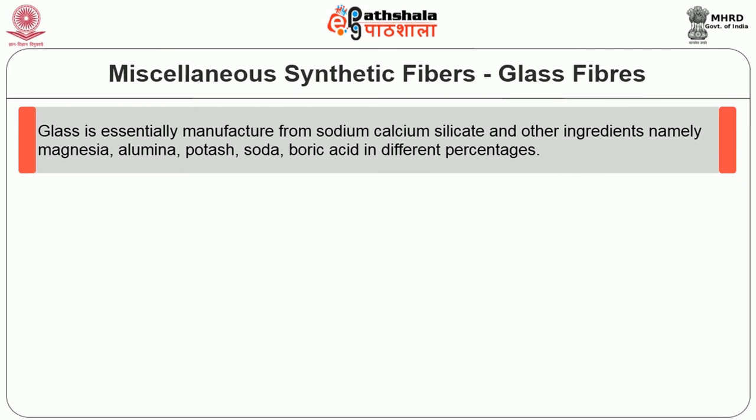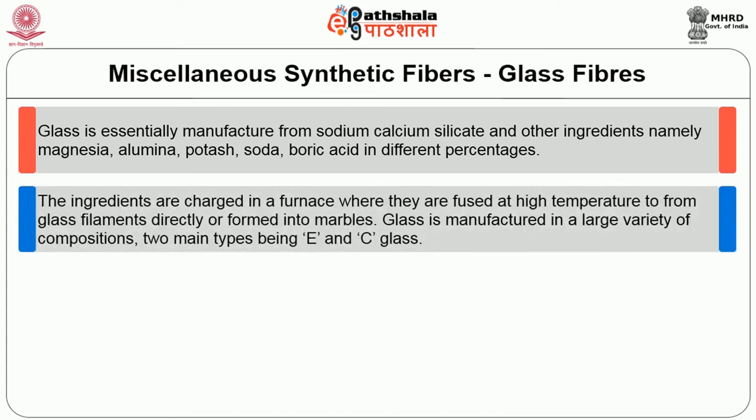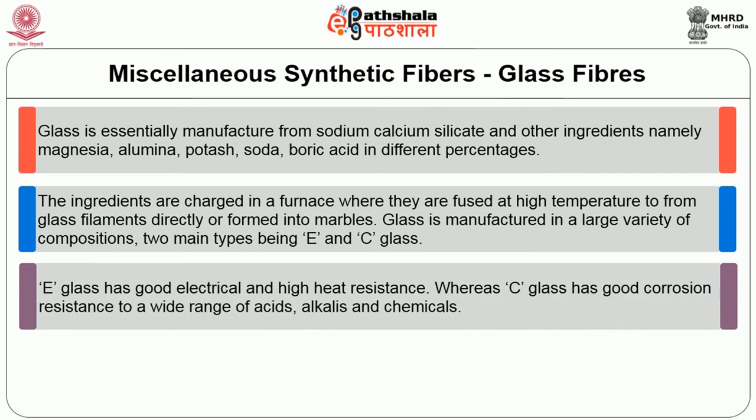Glass is essentially manufactured from sodium, calcium, silicate and other ingredients, namely magnesium, alumina, potash, soda, boric acid in different percentages. The ingredients are charged in the furnace where they are fused at high temperatures to form glass filaments directly or formed into marbles. Glass is manufactured in a large variety of compositions, two main types being E and C glass. E glass has good electrical and high heat resistance, whereas the C glass has good corrosion resistance to a wide range of acids, alkalis and chemicals.